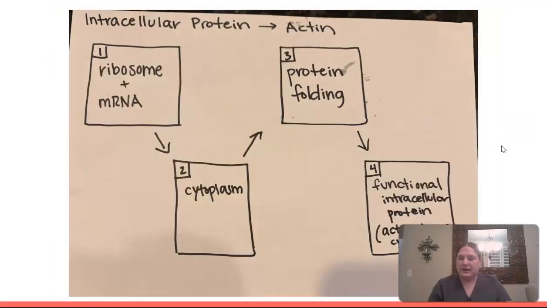Okay, last is actin. It's an intracellular protein. Intracellular proteins such as actin remain within the cell and do not enter the endomembrane system. Actin is synthesized on free ribosomes in the cytoplasm. So just floating ribosomes, not in the rough ER. After translation, actin monomers fold into their functional shape and assemble into filaments. So that's this step right here.